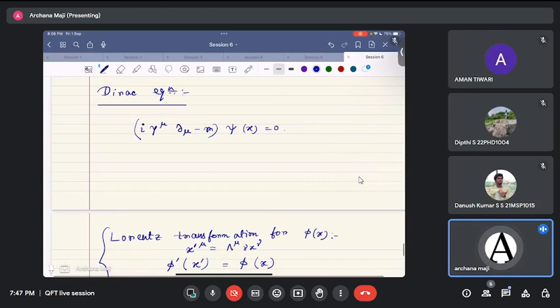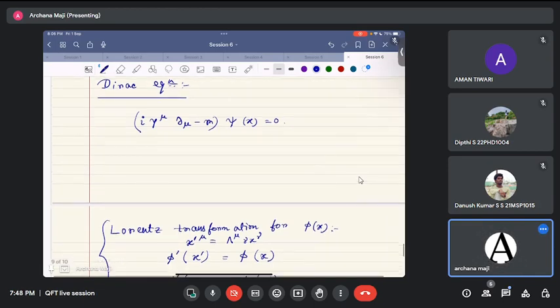Okay. So this is the Dirac equation. Now our point is to check whether it is Lorentz invariant or not. So let's do that checking. Let's see how the first term would transform under Lorentz transformation.